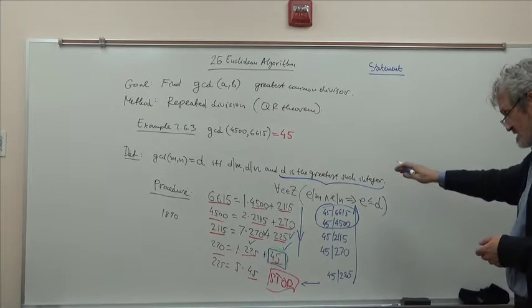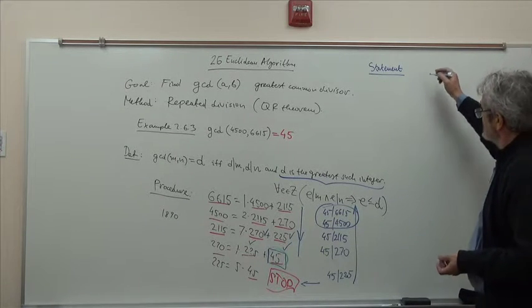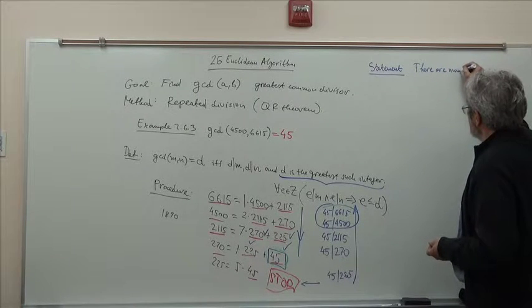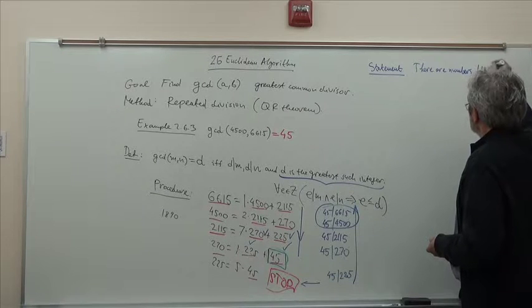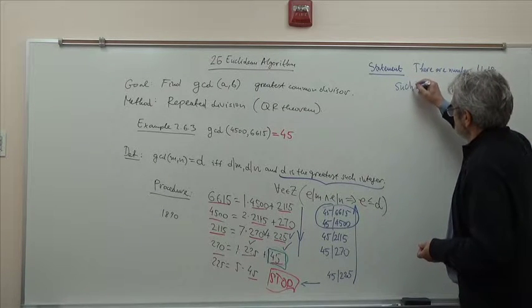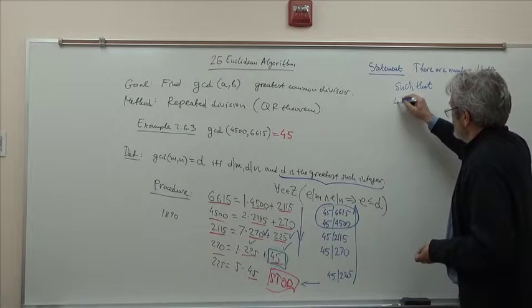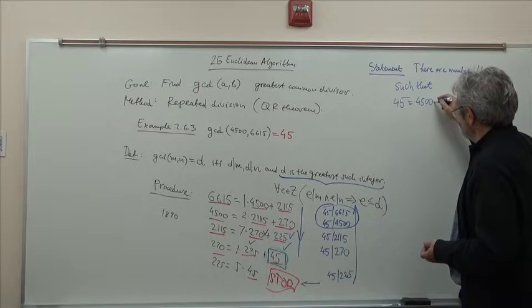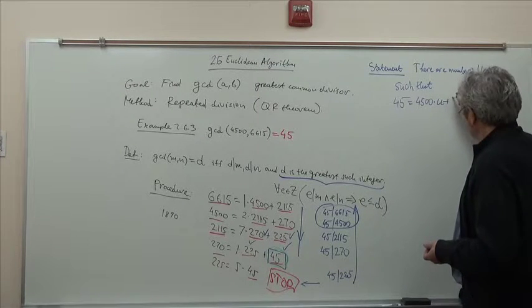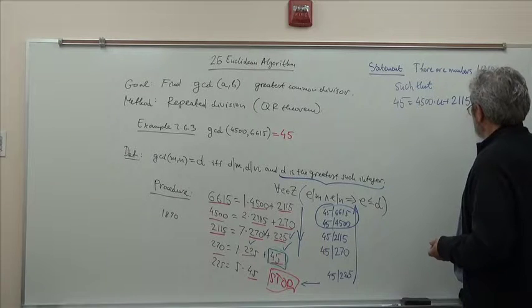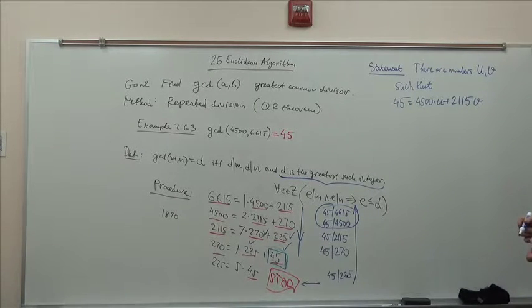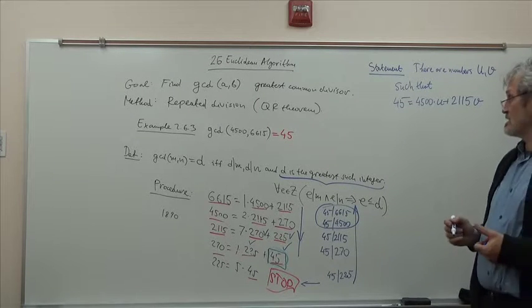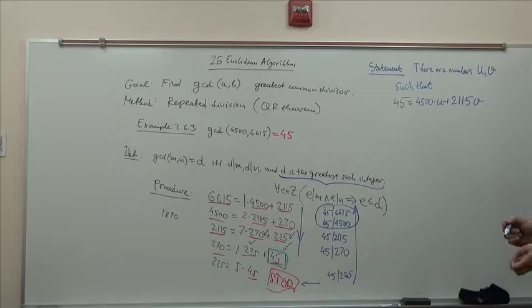I'm squeezing this here because I needed this all to call it a statement. There are numbers U and V such that 45 equals 4500 times U plus 2115 times V, which is a strange statement because those numbers are huge and you can express this small number as their linear combination, but the statement is true.